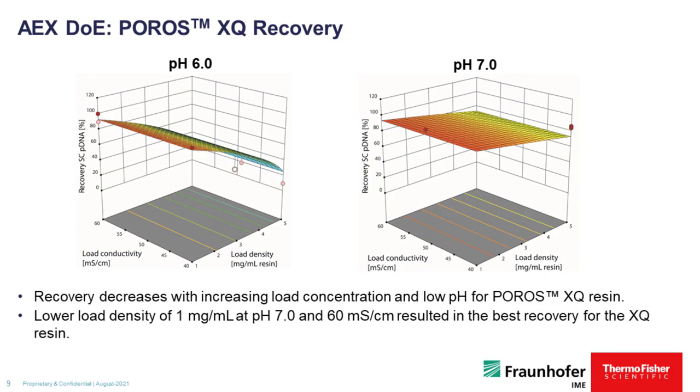This slide shows the results for the porous XQ at those same pHs of 6 and 7. And right away, we can see at pH 6, there's large variability in the recoveries, with the lowest recovery observed at 5 mg per ml sample load density. And this recovery can be improved by decreasing the load density to 1 mg per ml at this pH of 6. We could then achieve a more consistent recovery at pH 7 for the XQ resin across the observed DOE conditions, with the best recoveries obtained at 1 mg per ml load density and 60 millisiemens per centimeter load conductivity.